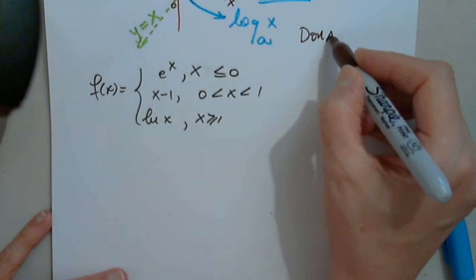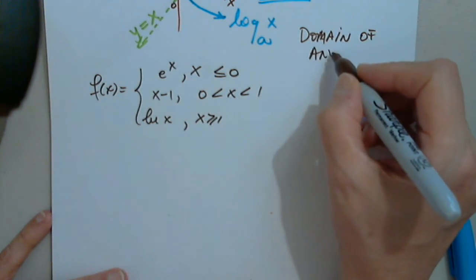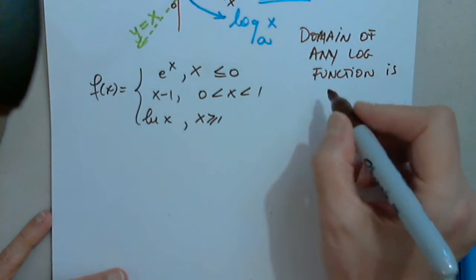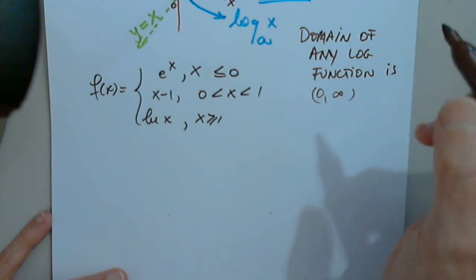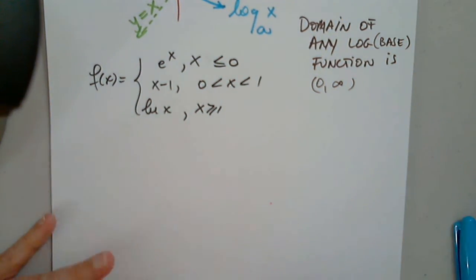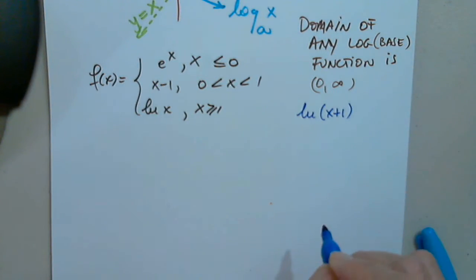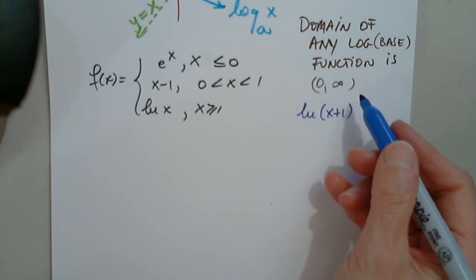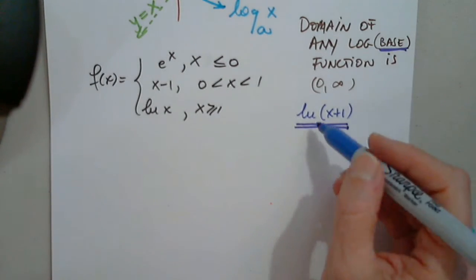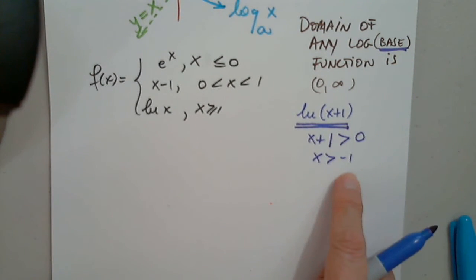So the domain of any log function is 0 to infinity. Any log, I want to say base function. What am I talking about? Well, if I am asking what is the domain of natural log of x plus 1, it's not 0 to infinity, because this is not a pure base function. It's not the simplest. So I have to write that x plus 1 is greater than 0, which makes the domain from -1 to infinity.